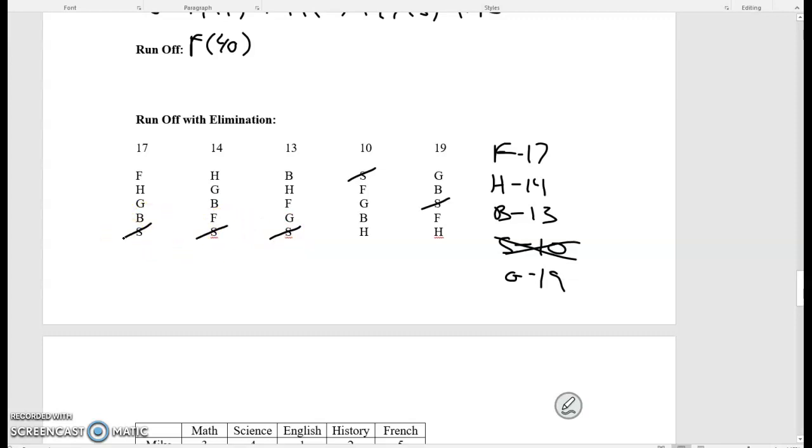Okay, those 10 votes go to F and we reassess. Plus 10, we're at 27 now. Now the fewest first place votes is B. So I eliminate B. Those 13 votes go to H. So now I'm at 27 with H. F and H both got 27. Big G gets eliminated.